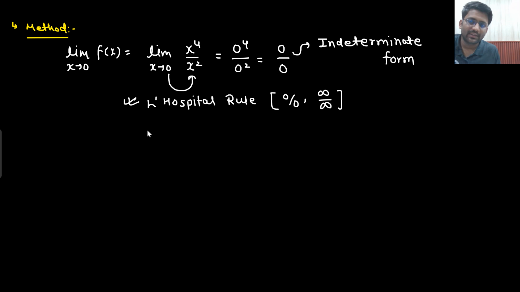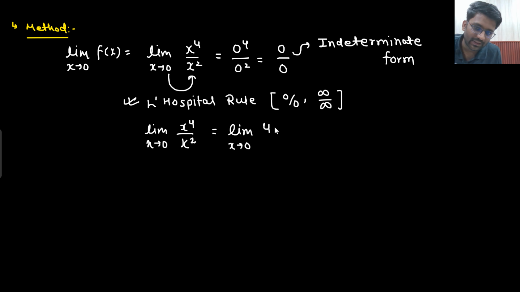What does this rule say? Limit x tending to 0, x to the power 4 divided by x square. When you put 0 here, you got to know that it is coming out to be an indeterminate form of 0 by 0. Now what you do? You differentiate the upper side and differentiate the lower side. What are you getting? 4x cube, and on the lower side, 2x. This is what you are getting, right? Now again you put 0 here.